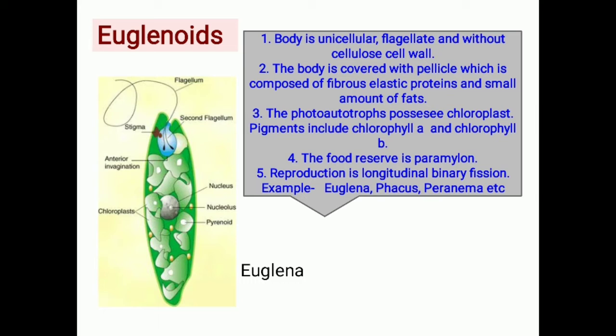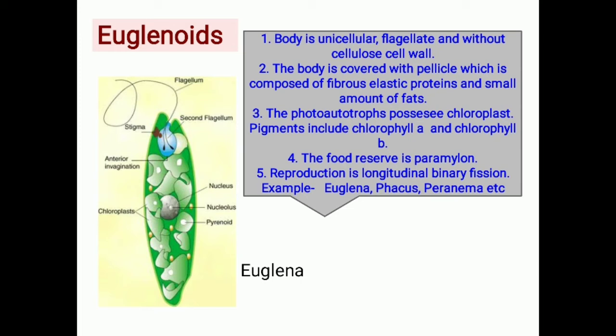Now what is the animal characteristic here? Animals do not possess a cell wall. So these euglena also do not possess a cell wall. Now let's see what is the plant characteristic here. The body is covered by a pellicle which is composed of a fibrous elastic protein and a small amount of fats. So as I have said, this particular layer is made up of protein. So this is another important feature.